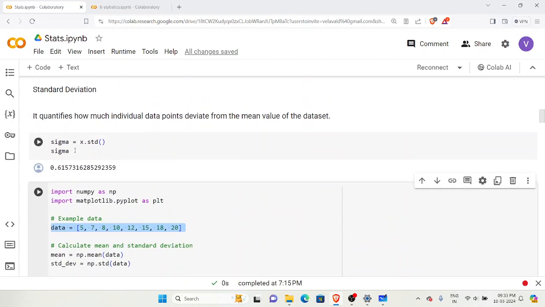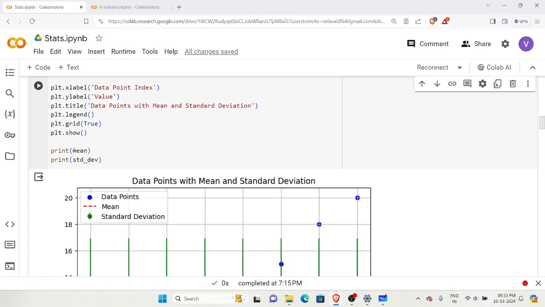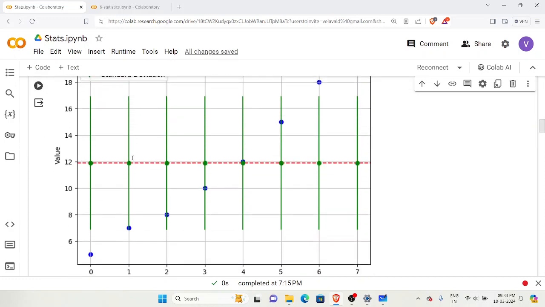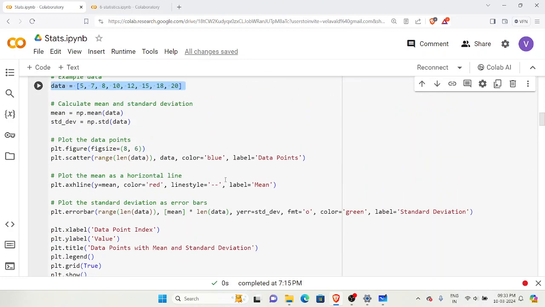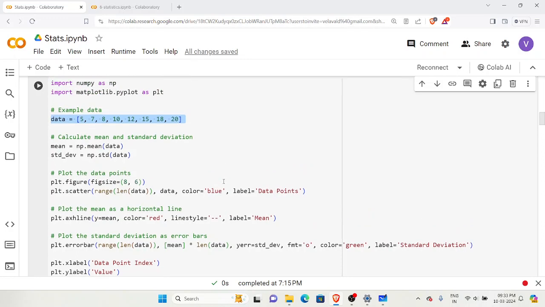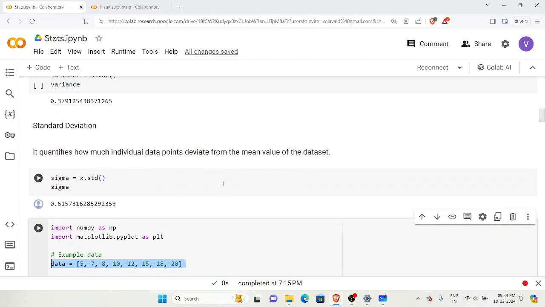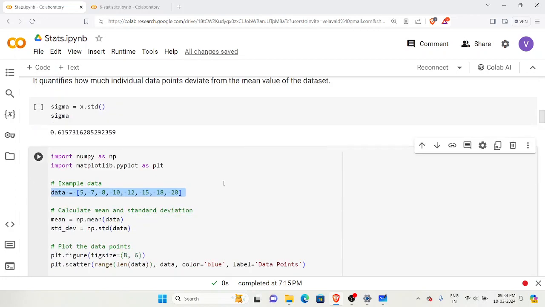Okay, so now understand the use case of it. So what is the use case? First, it helps you to understand the consistency of the data set. Second, it also helps you to understand whether there are any outliers or not. Okay, so those are the use cases. There are many other use cases that you can research, but understand the concept. When you hear standard deviation, it really tells how much the data points are deviating from the mean value. That's what it is.